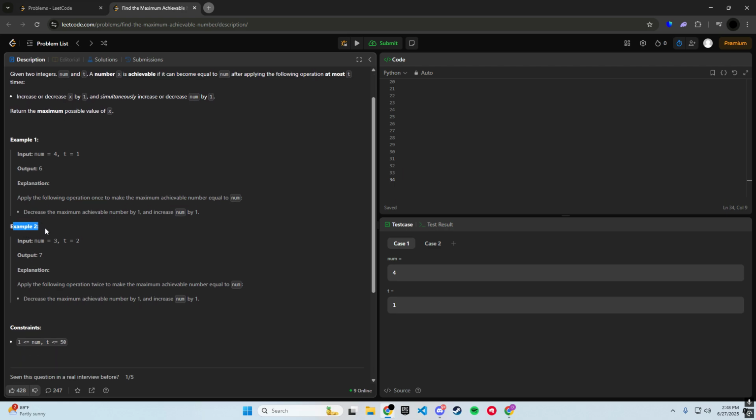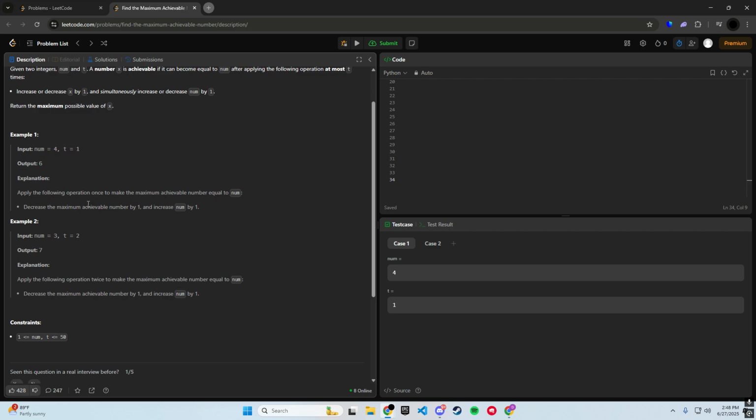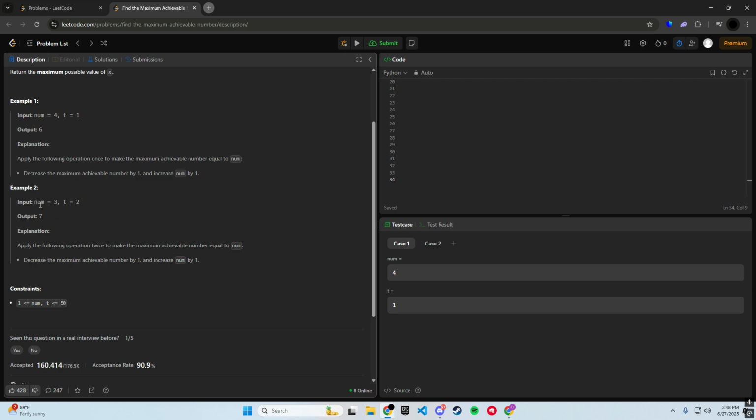So in example 2, you can see it more clearly, right? It's important to see this. With t being 1, the maximum difference between the two numbers is 2, right? And then here, num is 3, but t is 2, right? So the difference between 7 and 3 is going to be 4, because there are two numbers changing every single time. For every t that is given, there are two numbers, right?